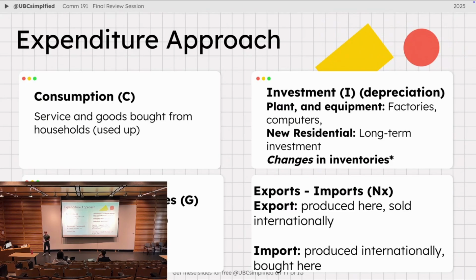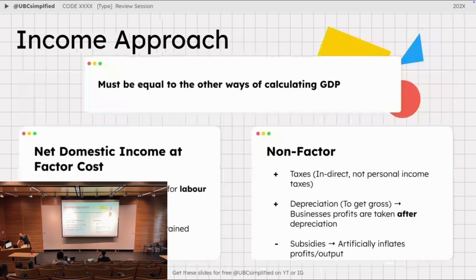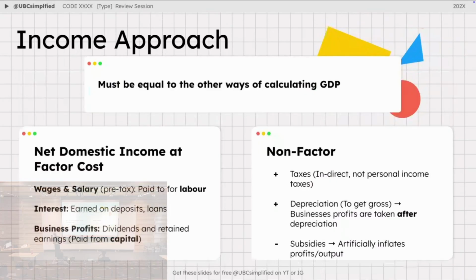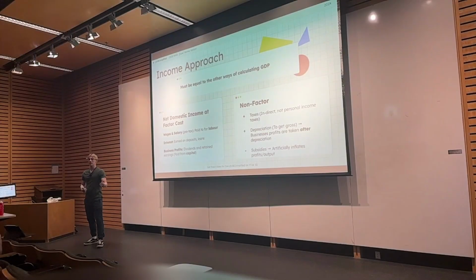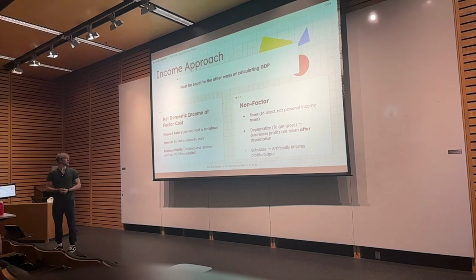Okay, moving on to our last approach, which is income. There are two things. One is net domestic income at factor cost. Basically, all that's saying is you're doing something to get something back. So we're starting off with wages and salaries. You're putting in labor, you're getting money back. And these will be measured pre-tax. So before you take the taxes, like your personal income tax and other taxes, that'll be your value of labor, or your value of wages.